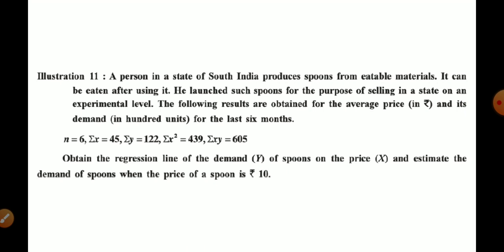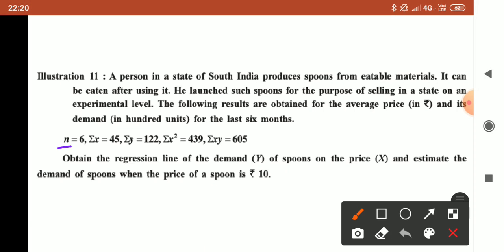Next, a person in the state of South India produced spoons from edible materials. It can be eaten after use. He launched such a spoon for the purpose of selling in the state on an experimental level. The following results are obtained for the average price and its demand for the last 6 months. Here you have been provided these values.